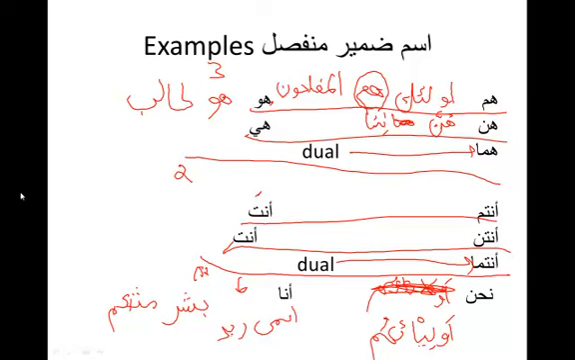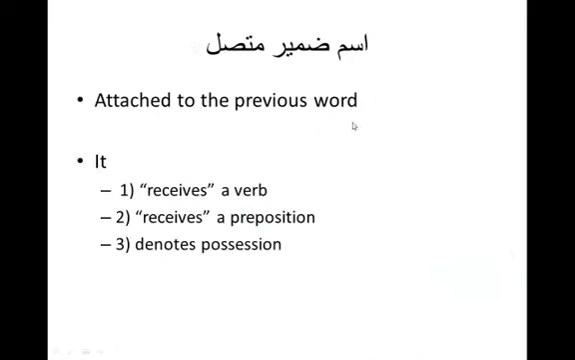So let's go to the attached then. Okay? So attached to the previous word. Why will it be attached? It's related grammatically to the word that comes before it, like I said. So it either receives a verb, receives a preposition, meaning the word before it is a verb or preposition, or it denotes possession.